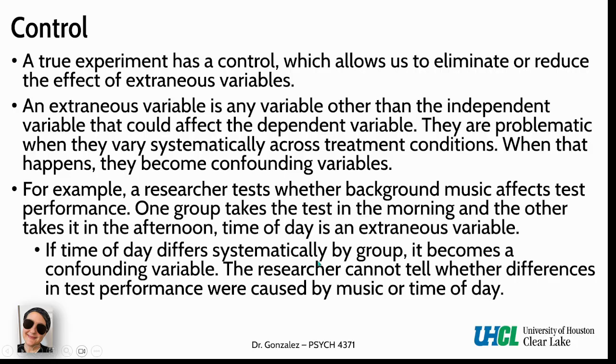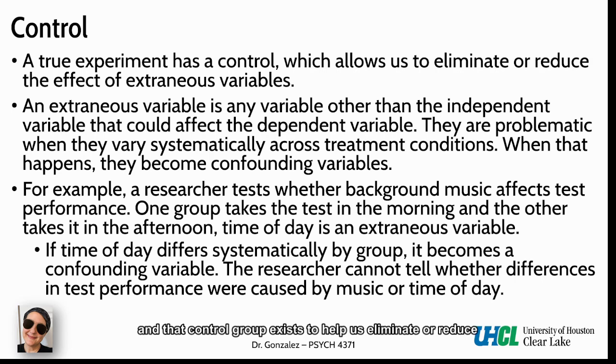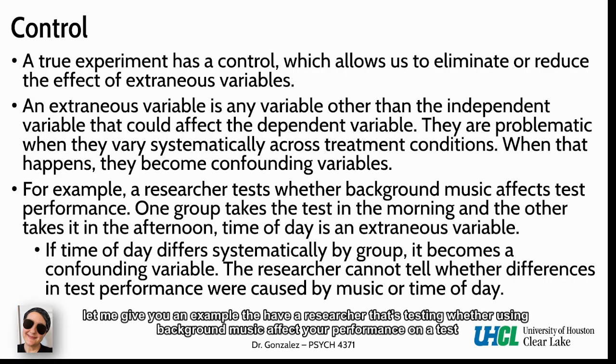Control is another one. So a true experiment has a control group. And that control group exists to help us eliminate or reduce any effect that an outside extraneous variable might have, a confound. So remember, an extraneous variable is just any variable that is other than the independent variable that might be affecting your dependent variable. And they're problematic when they happen across treatment conditions, because what happens is they've now become confounds. Let me give you an example.